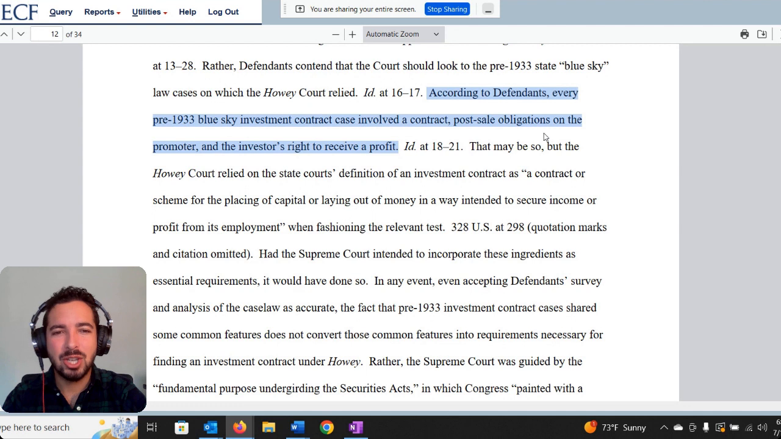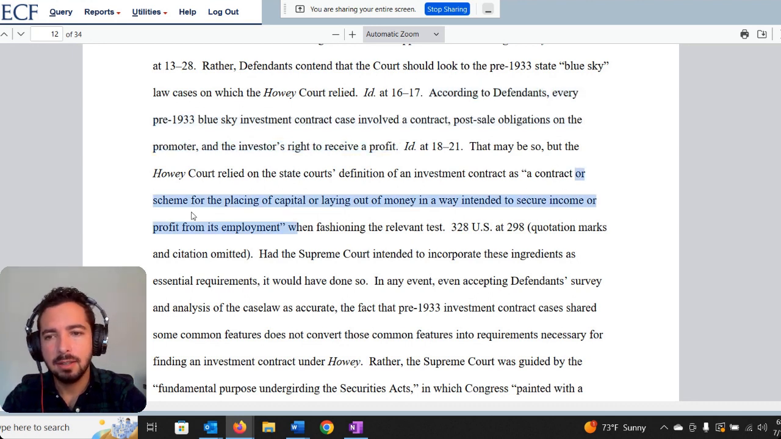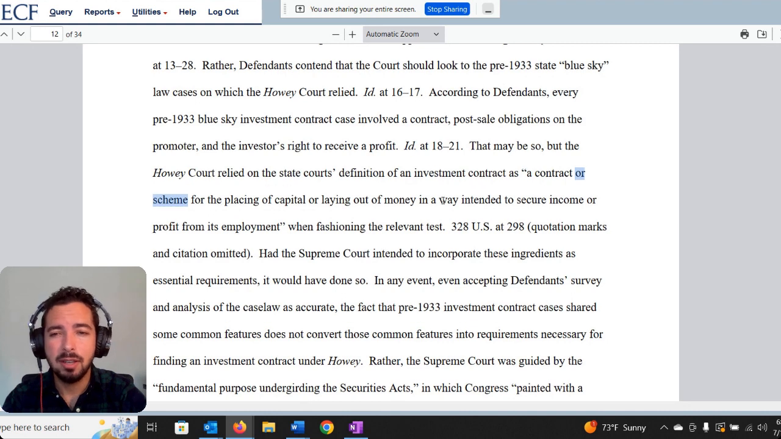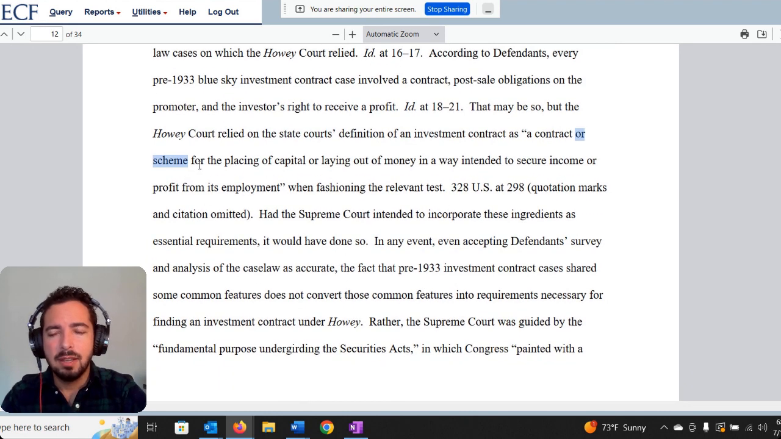So that may be so, but the Howey court relied on the state court's definition of an investment contract as a contract or scheme. I'm going to highlight that because I think that's important for this. So the court's reasoning here. She doesn't come out and say it, but I think that's important. The state court's definition of investment contract: a contract or scheme for the placing of capital or laying out of money in a way intended to secure income or profit from its employment, when fashioning the relevant test.